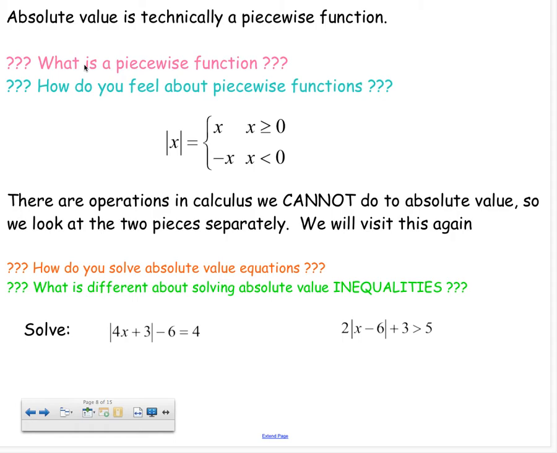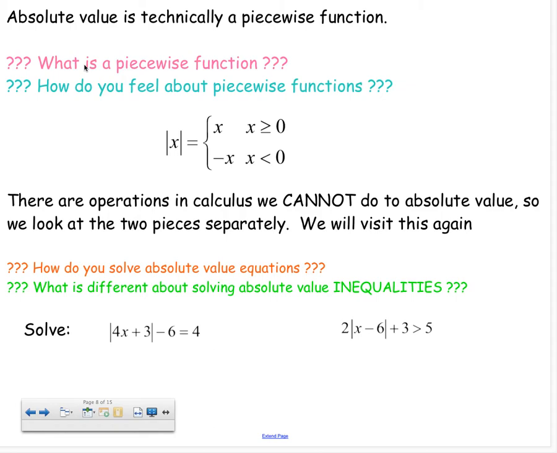All right, we're going to continue on with our algebraic review. We're going to begin by talking about absolute value. You probably know that the absolute value of a number is its distance from zero. You kind of ignore the negative. It's just the positive part of that number.